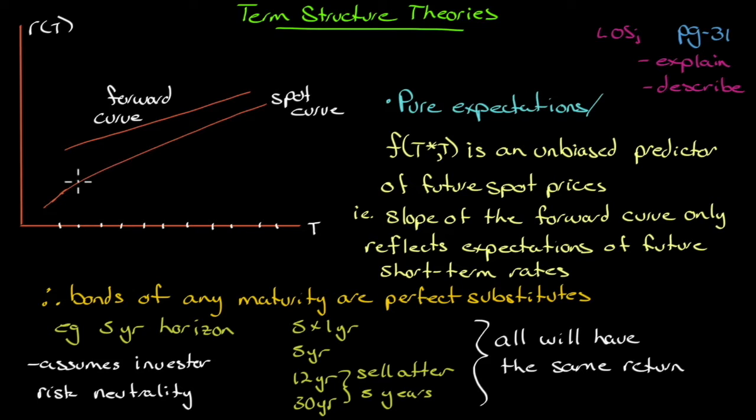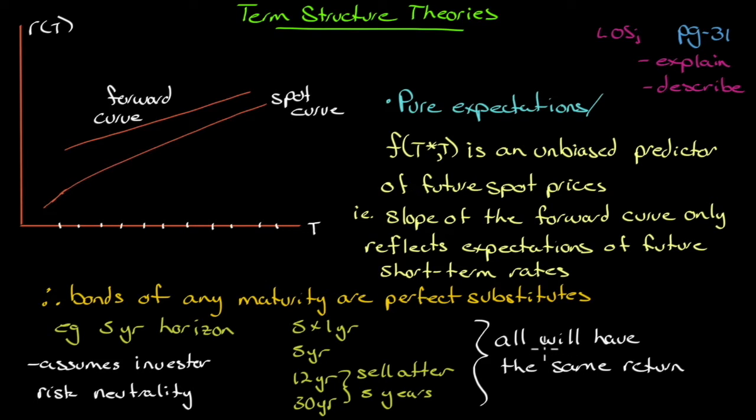Well, what are the implications of believing that? Now this is just a theory, it's a simplification, right? What's the implication of believing that the forward curve is an unbiased measure of what the future spot rates will be? Bonds of any maturity are then perfect substitutes. They're perfect substitutes. So let's say that you had a 5-year investment horizon. You should be indifferent between buying 5 consecutive 1-year bonds, buying a 5-year bond, or buying a 12 and a 30-year bond and then just selling after 5 years. They should all have the same return.